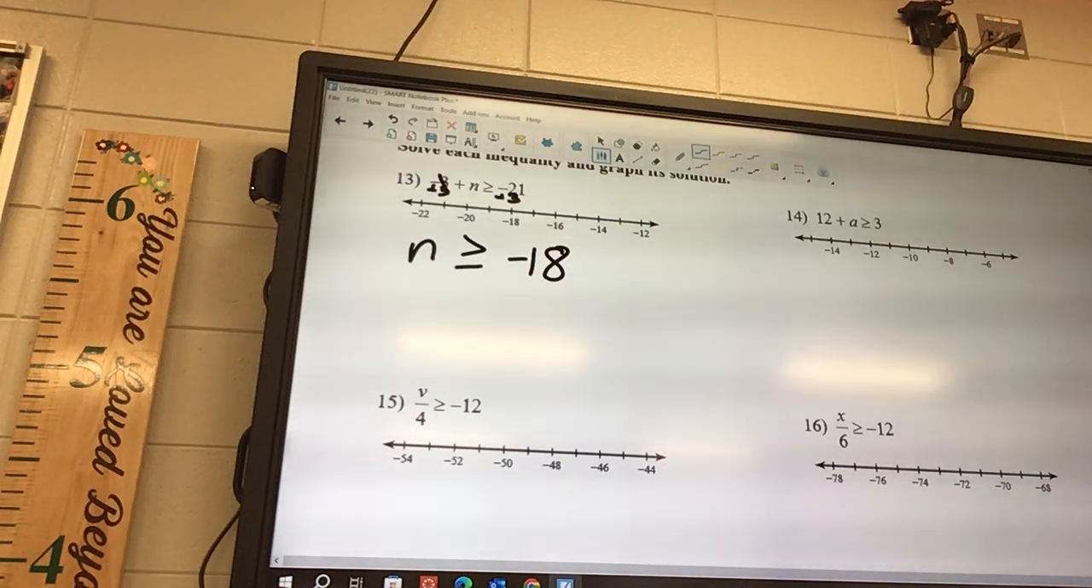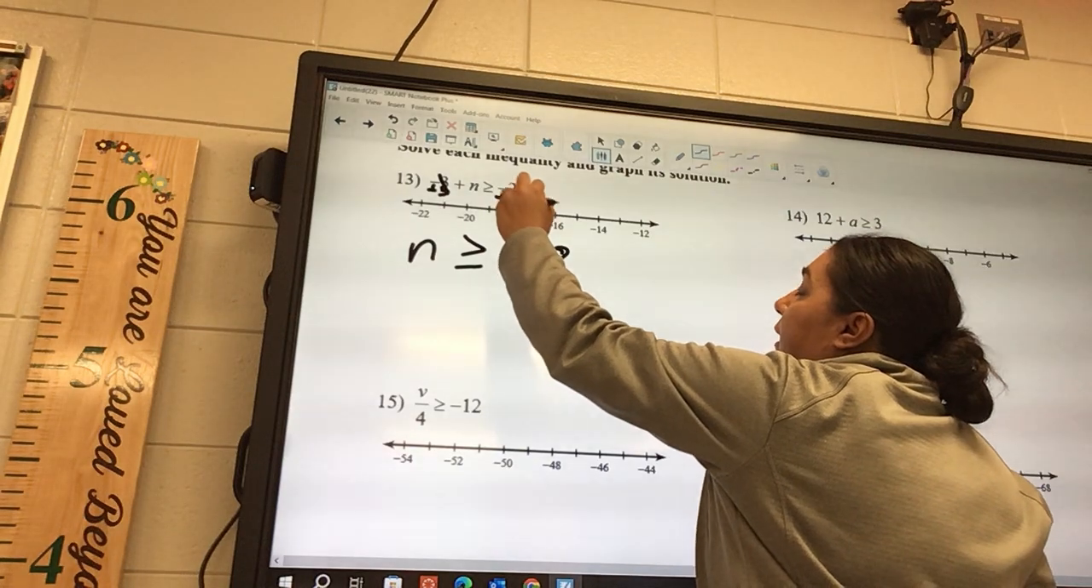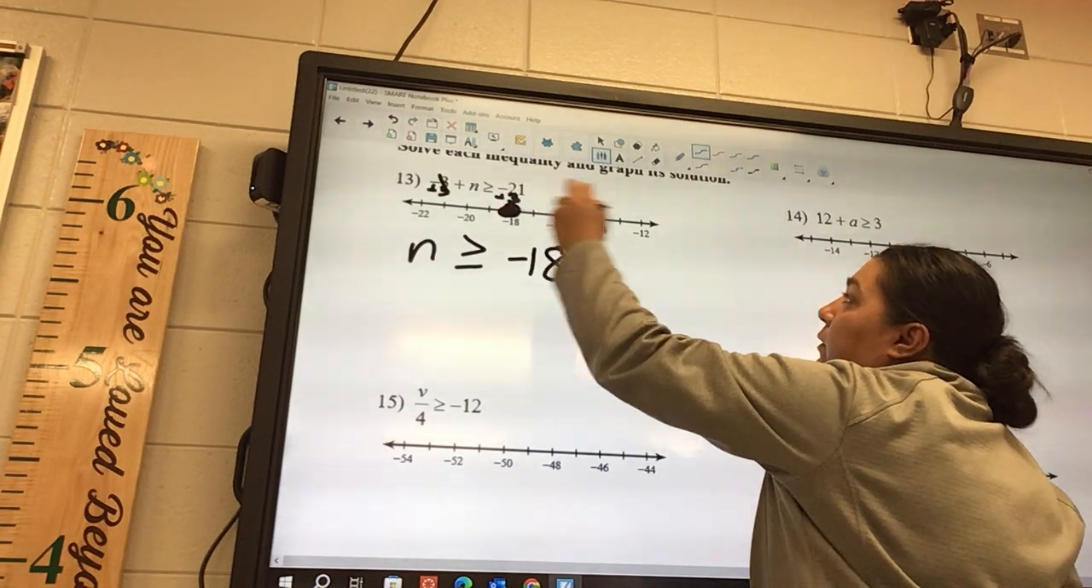Okay, so is this gonna be open or closed? Closed, going which way? N is bigger. Right. To the right.